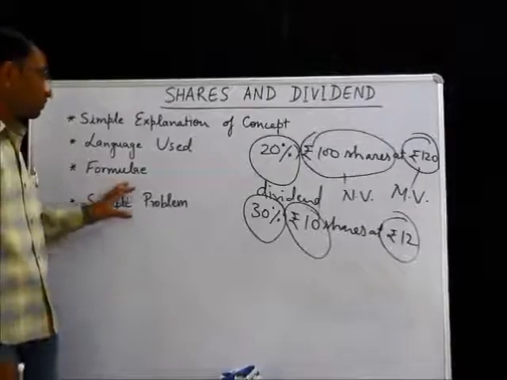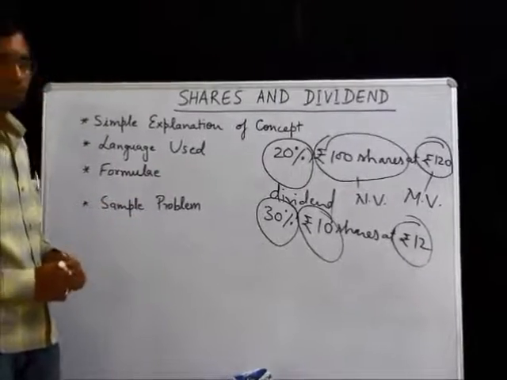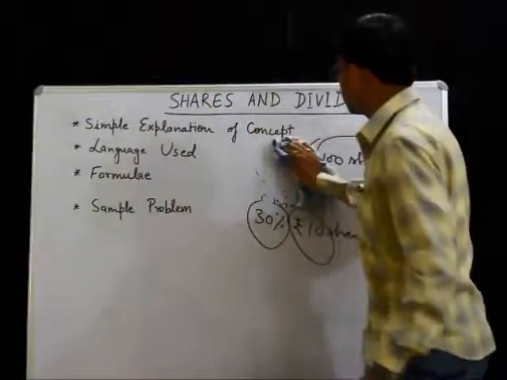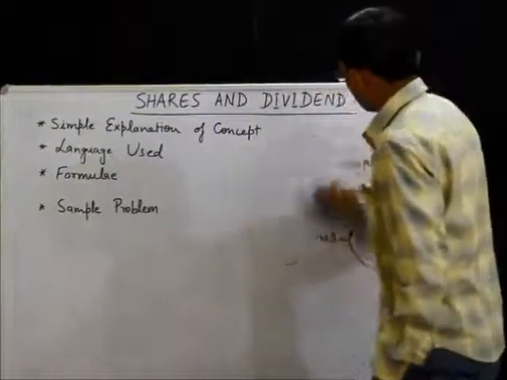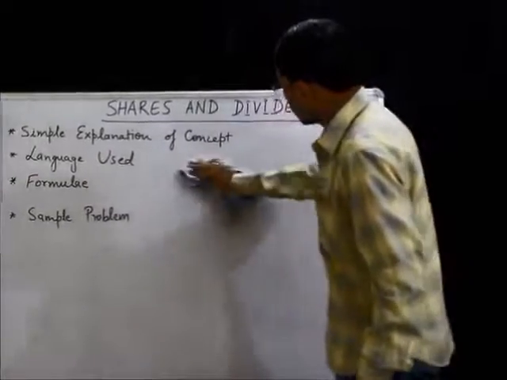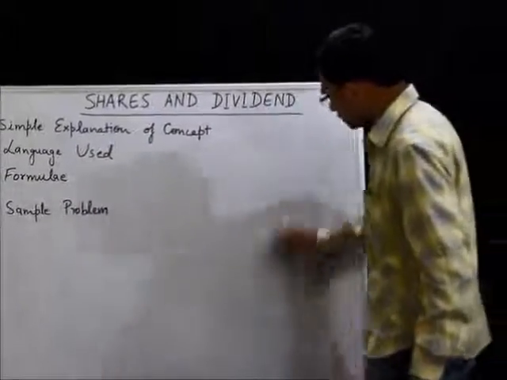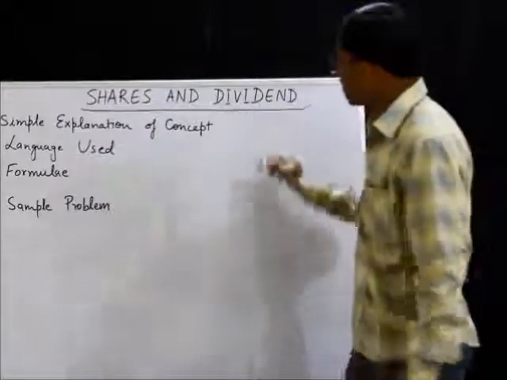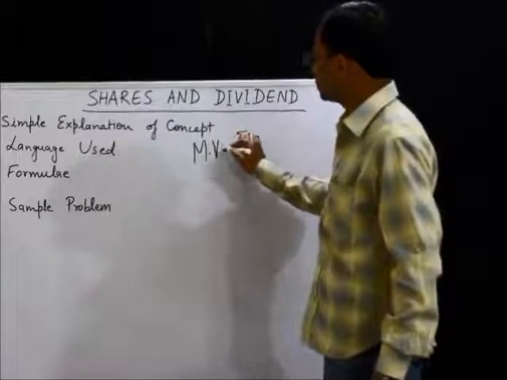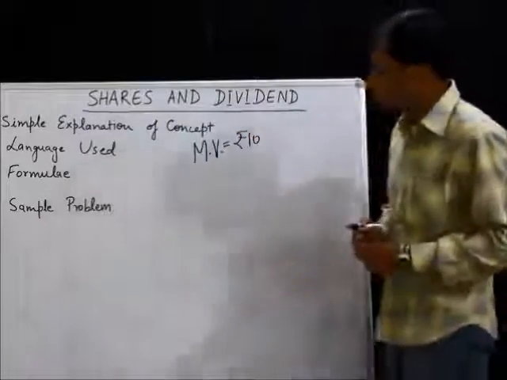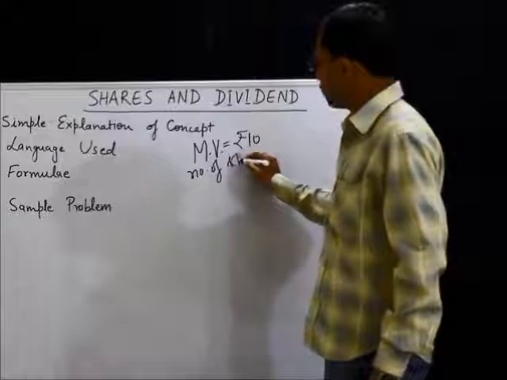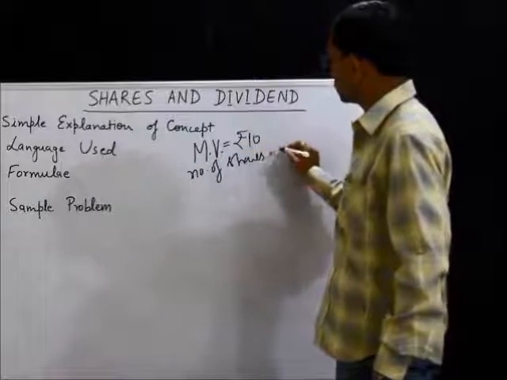What are the formulae which we can use in this chapter on shares and dividend? So the first formula, it is a very simple formula. Suppose I go to the market and I want to buy some shares, and each one of the shares is costing 10 rupees. So the market value of each share is 10 rupees, and I want to buy 5 shares. So the number of shares which I need to buy is 5.